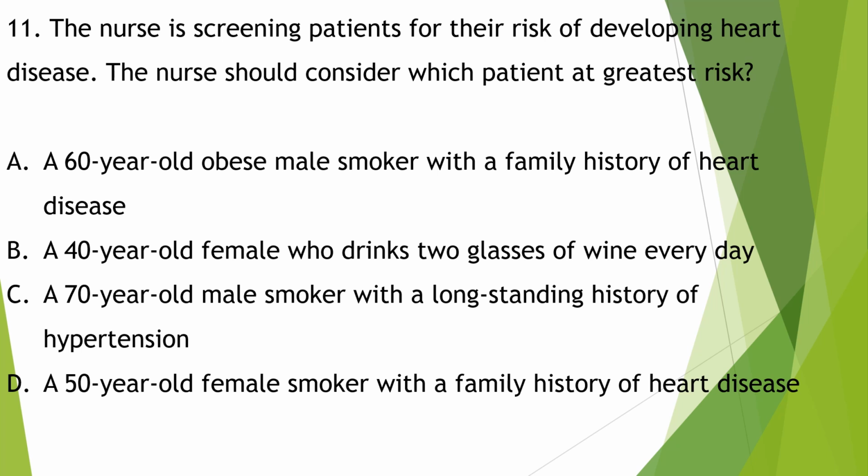If you see the first patient, the patient is obese, then the patient is a smoker, and the third risk factor, the patient has a family history of heart disease. That means 3 risk factors are present in that particular patient. For all other patients, there are 1 or 2 risk factors. So this first patient is at the greatest risk.